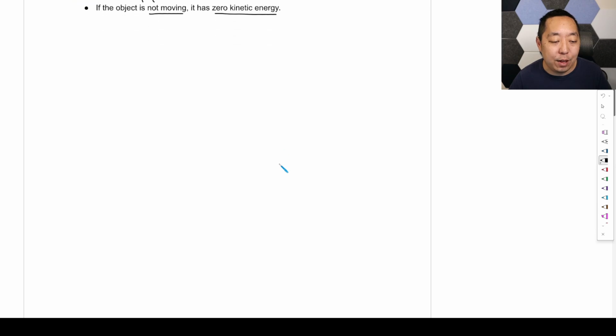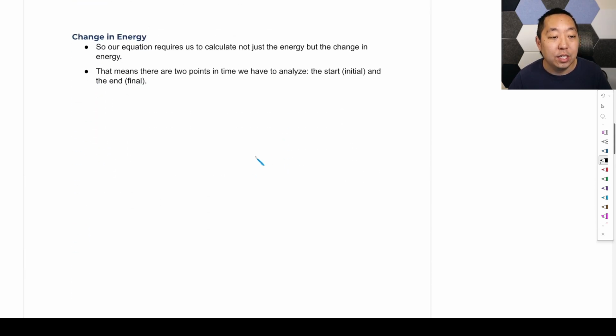So let's understand how this process generally works. We're going to focus on not just the energy, but the change in the energy. That means there's always 2 points. When we're using work equals a change in energy, we're not talking about the kinetic energy at just a single moment; we're talking about the energy at 2 different points in time. The start, which we call the initial, and the end, which we call the final. Just like we did in kinematics, there's an initial and a final location.